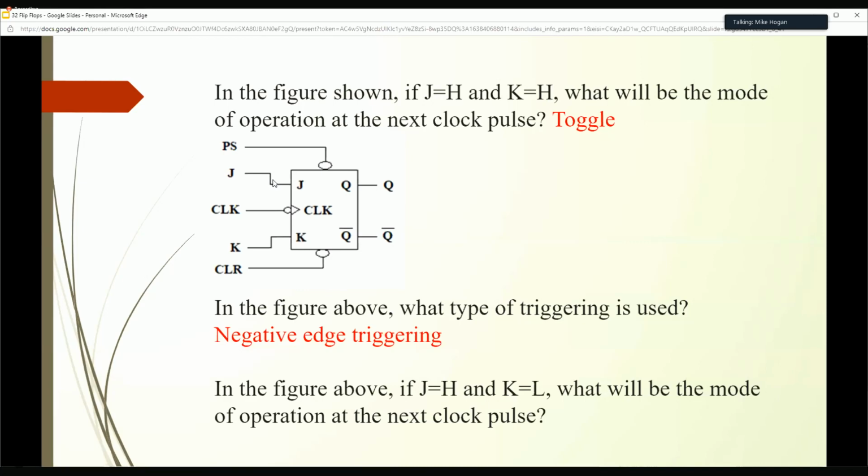So if J is active, the next clock pulse, what's going to happen to Q? We said J was like the set, right? And so Q is going to be a high, a 1. Yeah, exactly. Very good. Good job.